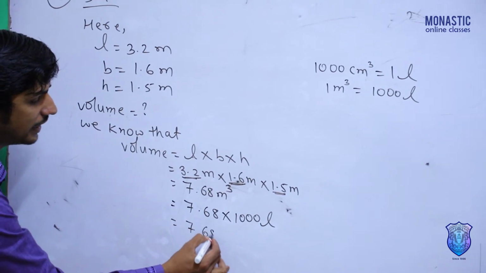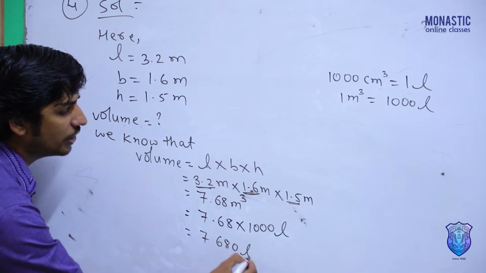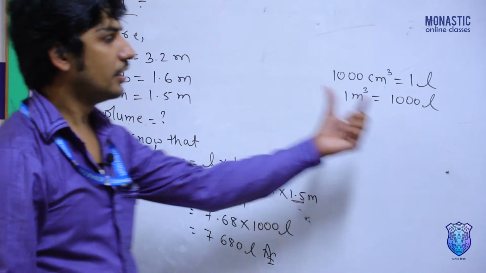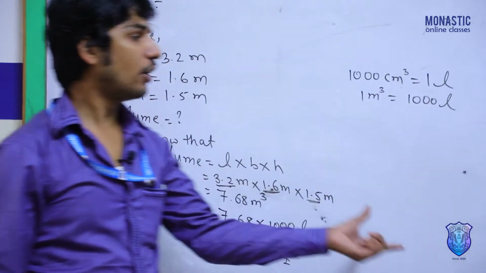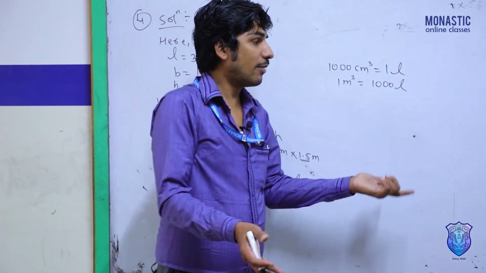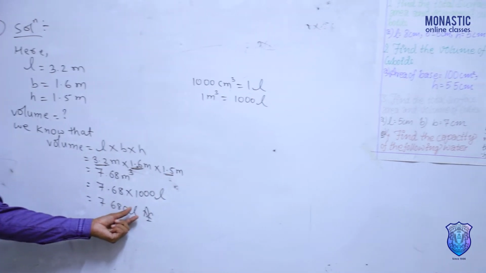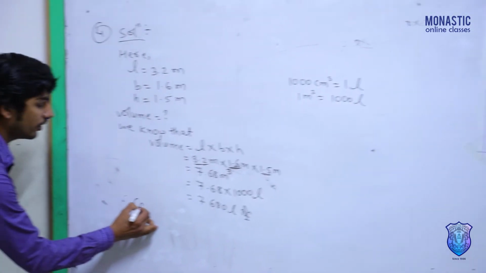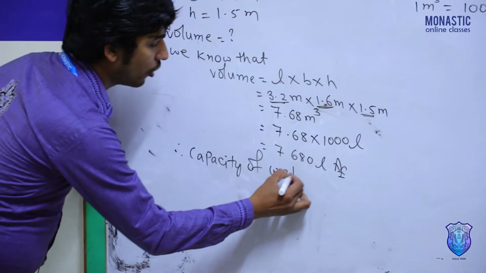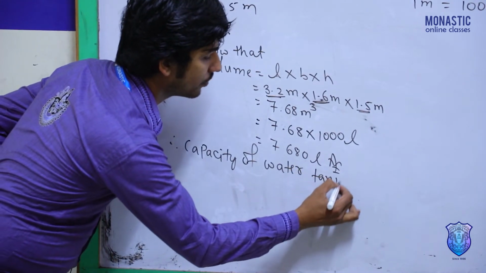768, after the decimal 2 numbers, that's why only 10. Like this, simply we can find the capacity of water in the tank. It means how much water is in the tank? That means 7680 liter. Therefore, the capacity of water in the water tank is equal to how much?